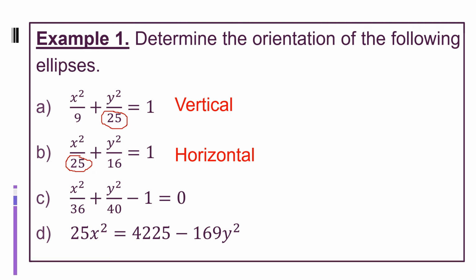Third, x squared over 36 plus y squared over 40 minus 1 is equal to 0. So, pag nilipat natin itong negative 1 doon sa kabila, so magiging 1 yan. Wala naman siyang effect doon sa ating orientation, di ba? Kasi nga, still, mas malaki pa rin yung nasa y. So, this is vertical. And finally, we have 25x squared equals 4,225 minus 169y squared.